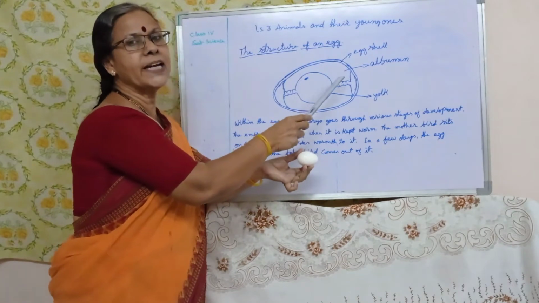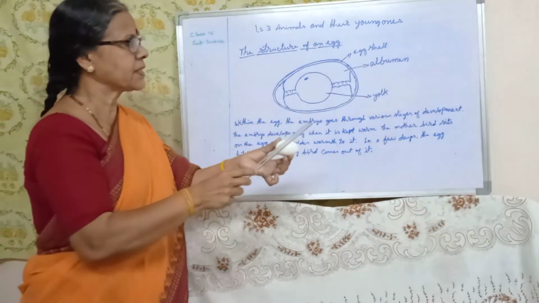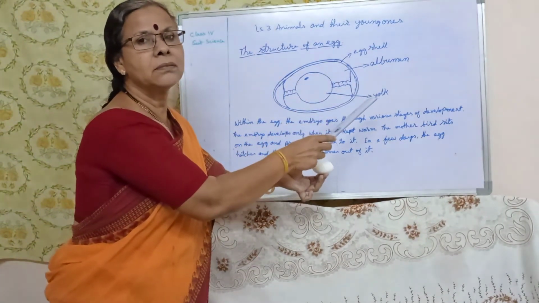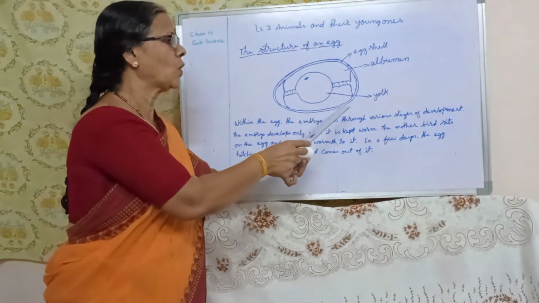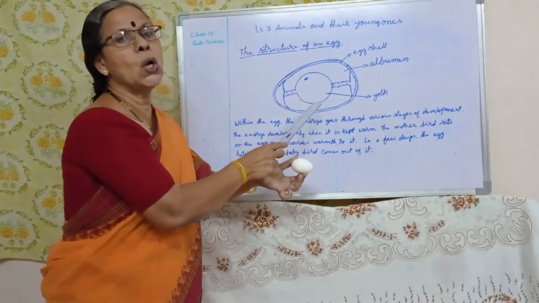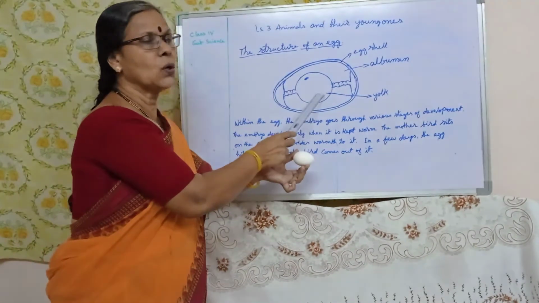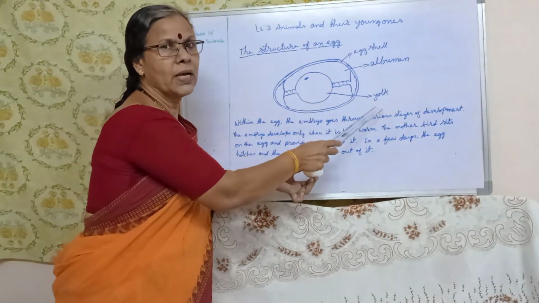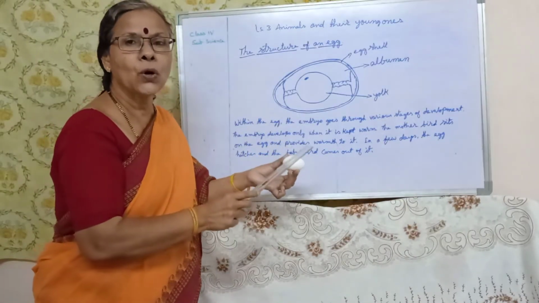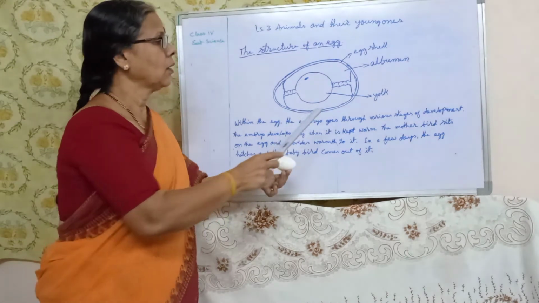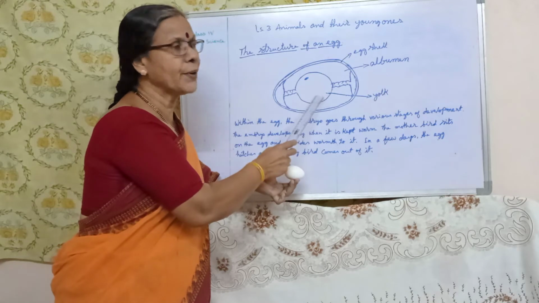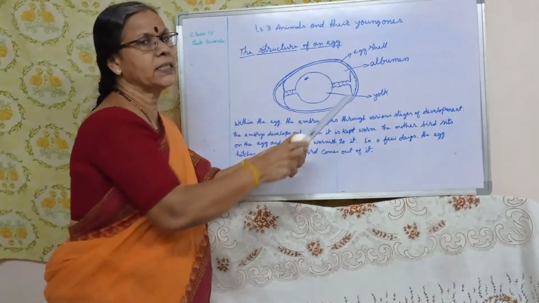You will find the whitish sticky substance below that, inside it. That is called the albumen. This is a watery type. It provides water, and within that you will find the yellow color substance. It is called the yolk, and yolk provides food to the embryo. Yolk provides food to the embryo. Have you understood?